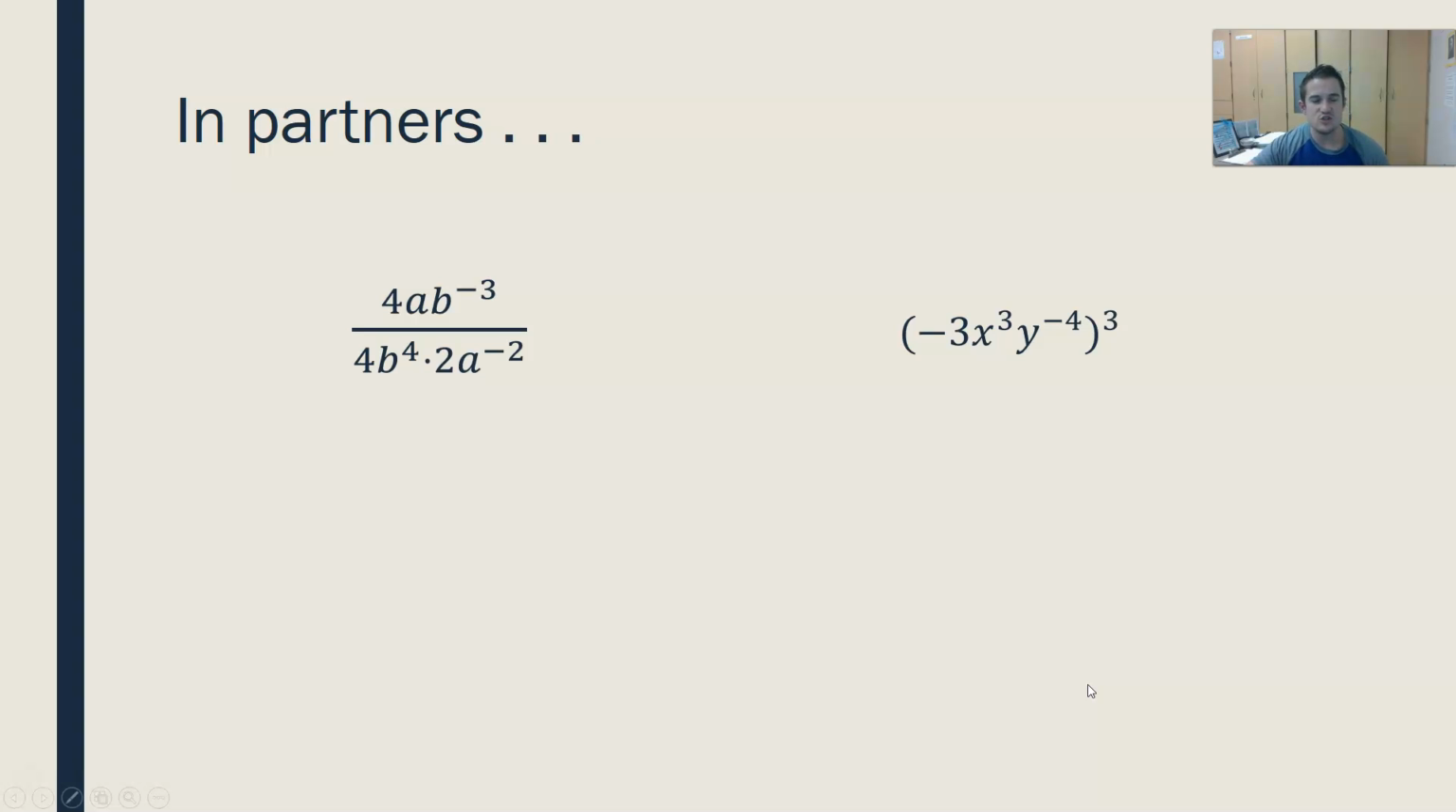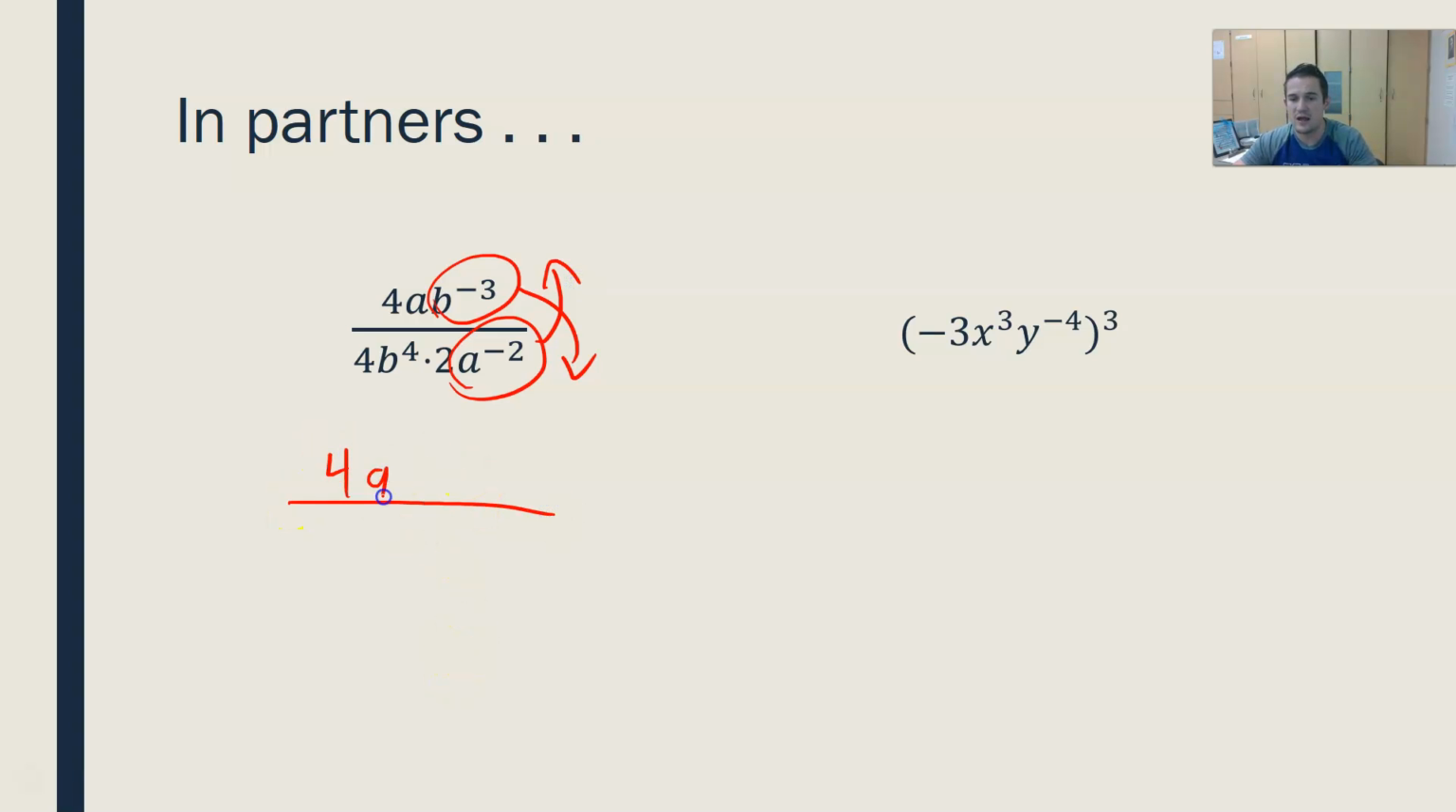Okay, let's do a couple more. This one says 4ab to the negative 3 and 4b to the 4th times 2a to the negative 2. First, do I have any negative exponents? Yes, I do. B to the negative 3 and a to the negative 2, well, those are both going to flip the line and change the sign.